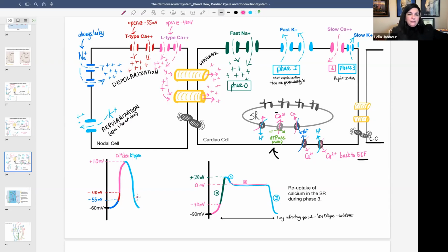So I forgot to mention the phase numbers for the nodal cells. We start nodal cells at phase 0. And then this is actually phase 3. There's no phase 1 and 2. And then we go back into phase 4. So that was phase 4.